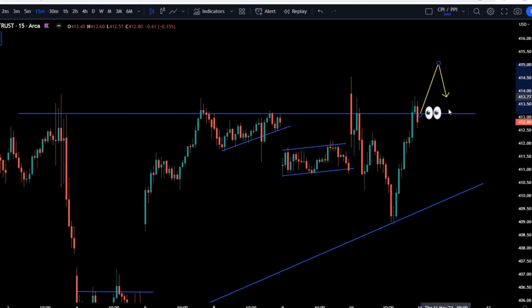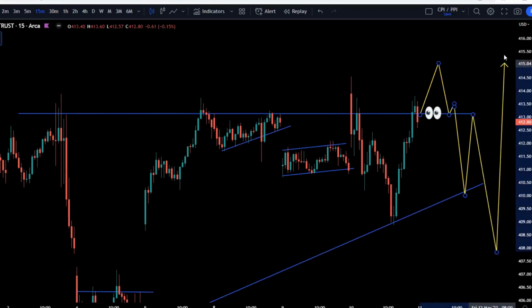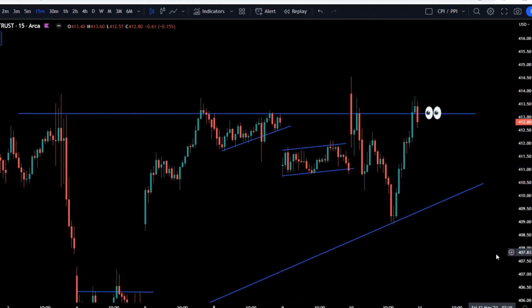So you may even get something that looks like this, where you come down and do this and go that way and then end or come back up. So once again, I'm pointing that out because you don't control the outcome of the market. The only thing you can do is control yourself and trade with whatever is happening.